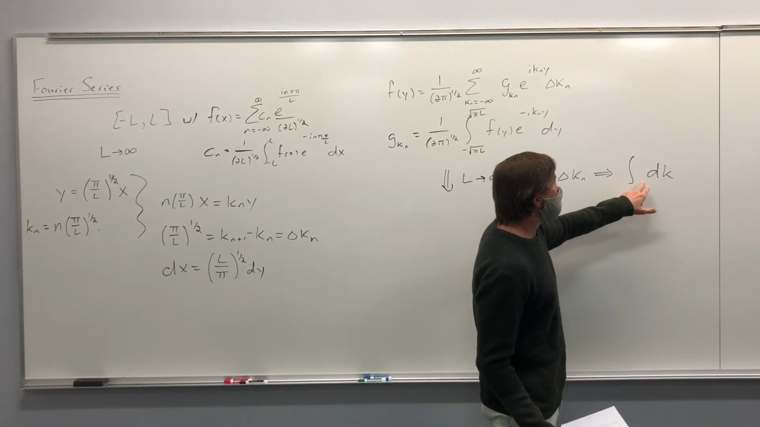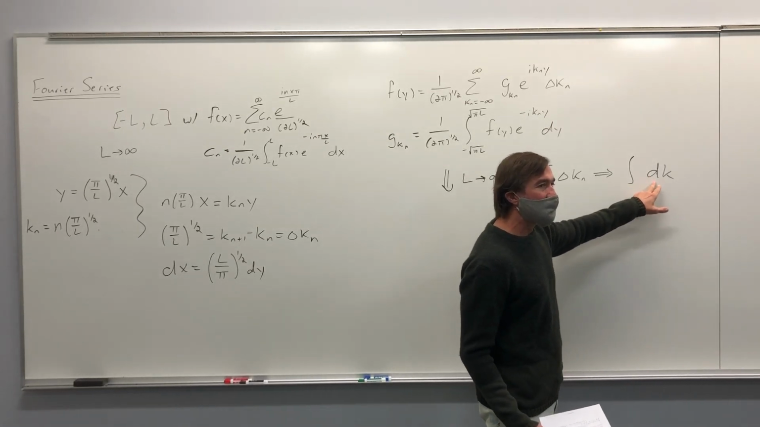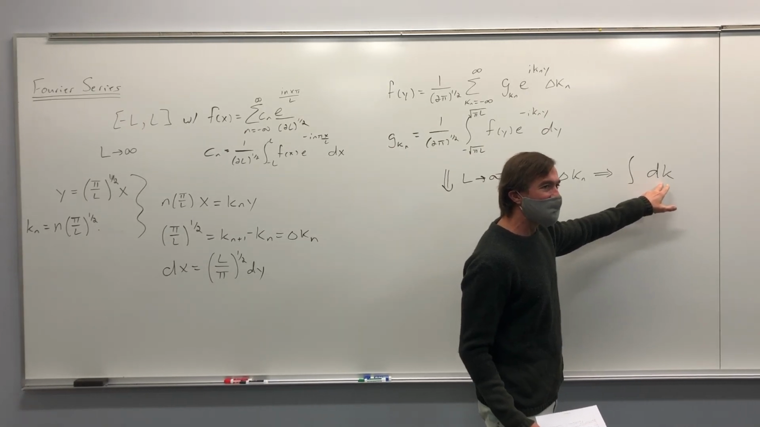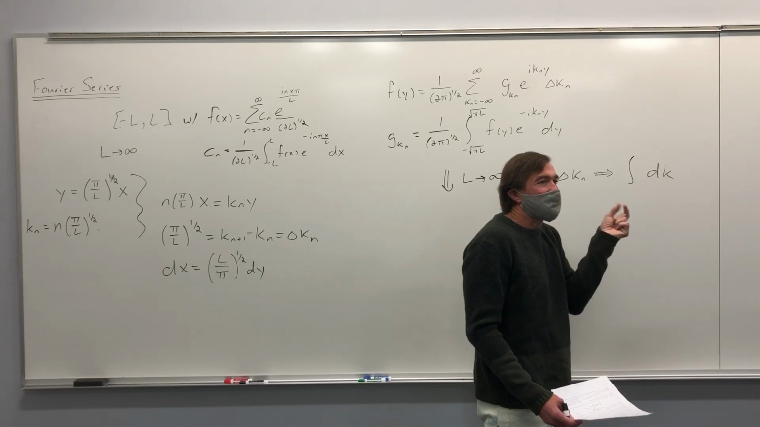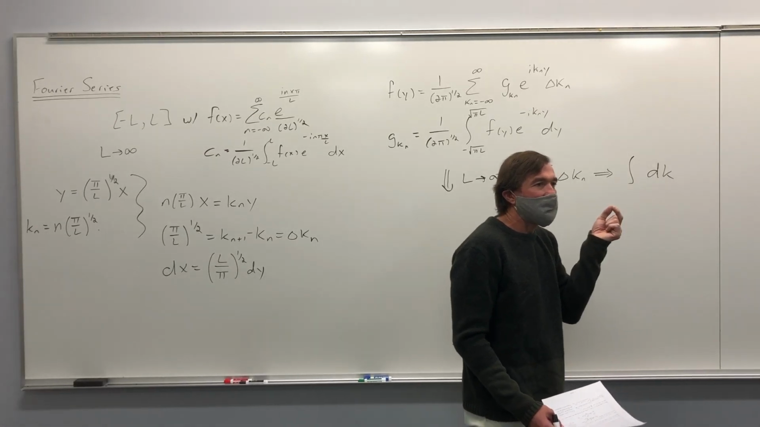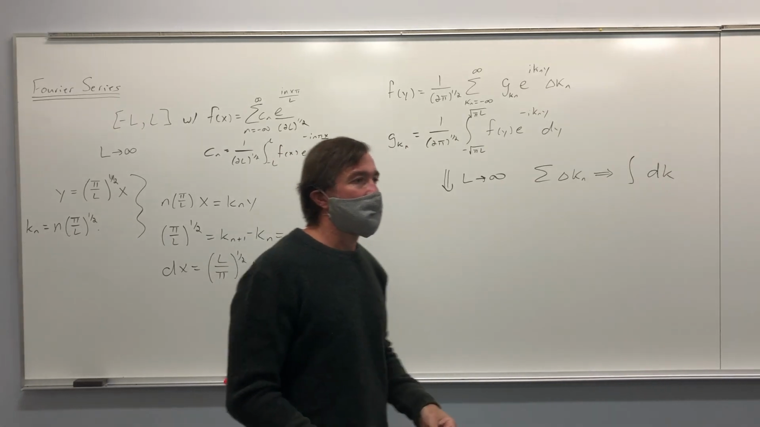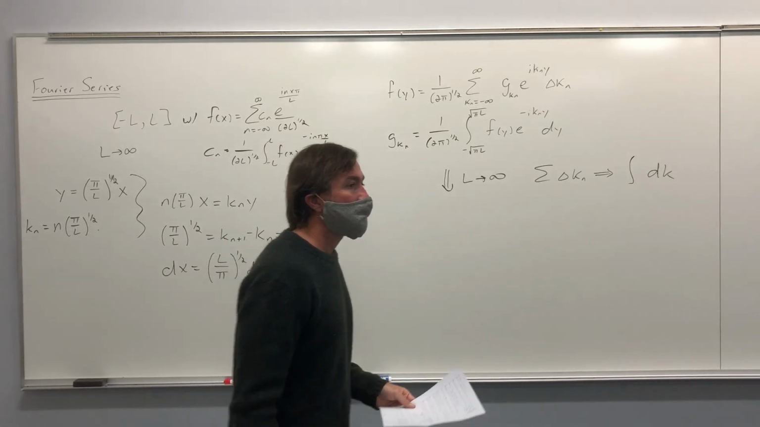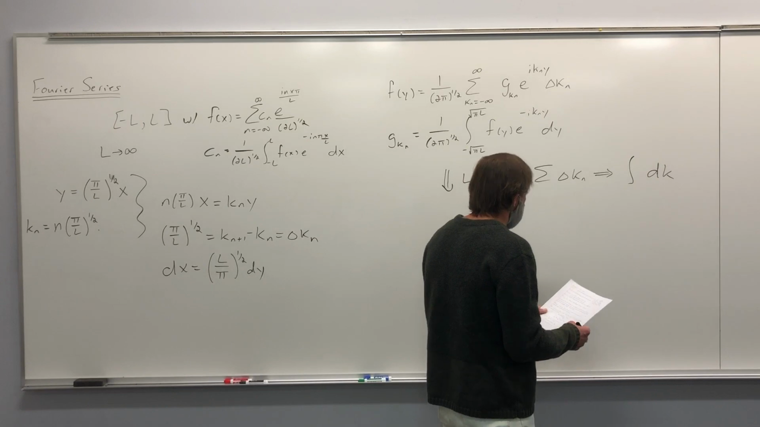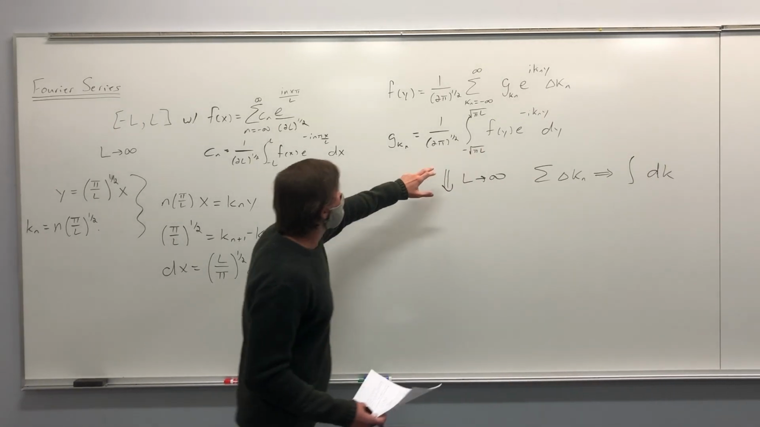This is an addition of each value of k with respect to the next one and the next one and the next one. They're just no longer separated by some discrete quantity. They're infinitesimally close. So that's what the integral sign means. What are the bounds on that? Negative infinity to infinity.